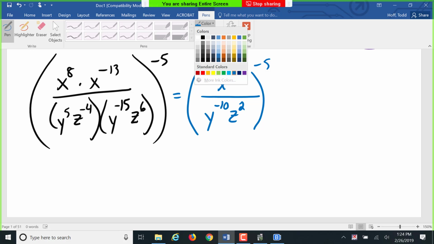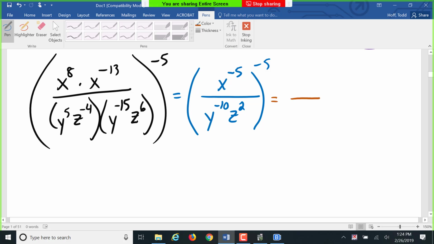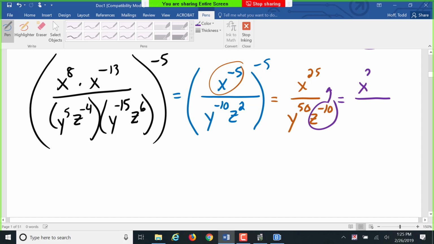Good. Now we're going to apply that power of negative 5. What do we end up with on top here? X to the 25th. And on bottom? Perfect. Negative 10 times negative 5 is positive 50, so y to the 50th, z to the negative 10th. What do we have to do to adjust it? Move that z from the bottom to the top. So x to the 25th stays there, followed by z to the 10th, and the y to the 50th is positive, so it stays on bottom. Any questions there?